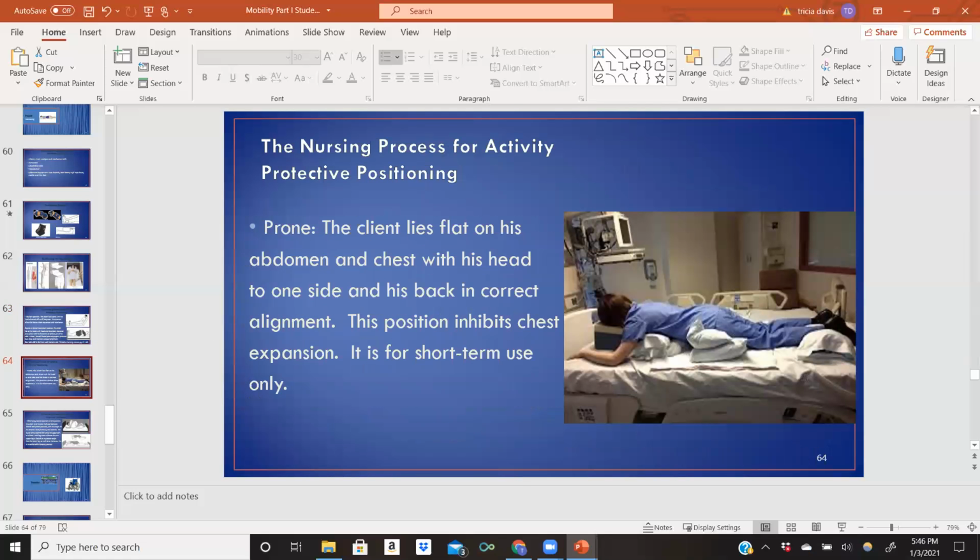So we talked about this a little while ago. This is the prone position. A lot of nurses are doing this position now for their patients with COVID. In the prone position, the client lies flat on his abdomen and chest with his head to one side and his back is in correct alignment. This position inhibits chest expansion, and it is only used for short-term use.